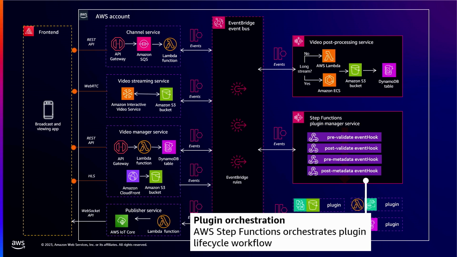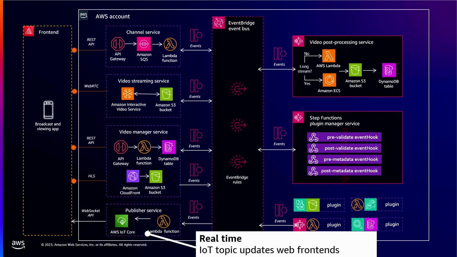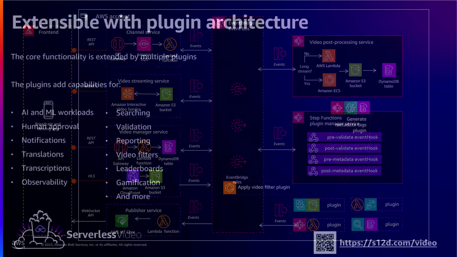And then we have Step Functions with a bunch of lifecycle hooks that bring those plugins to life. And those plugins are the extensions that bring those capabilities. Like, do I want to moderate? Do I want to figure out whether transcription is required, whether I should test before I publish, etc. And finally, similar to my notification service example where events come back to the browser, you have a real-time IoT topic which sends notifications back to the front end. Okay, so this is the entire architecture.